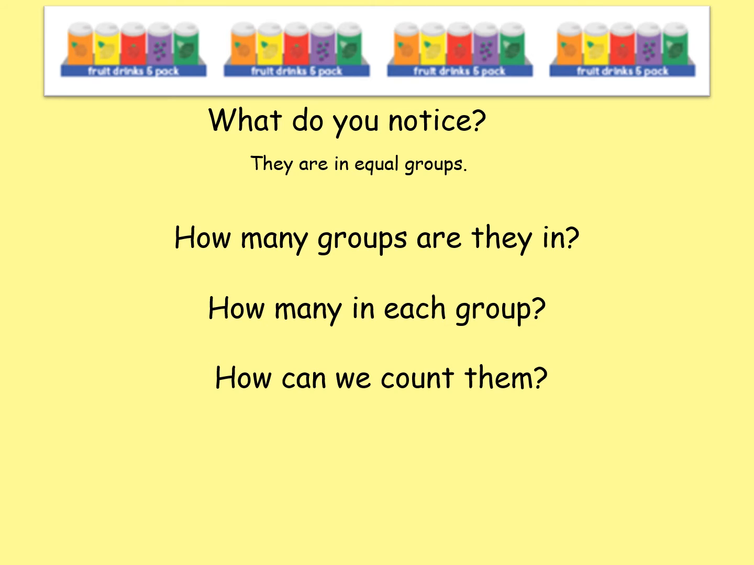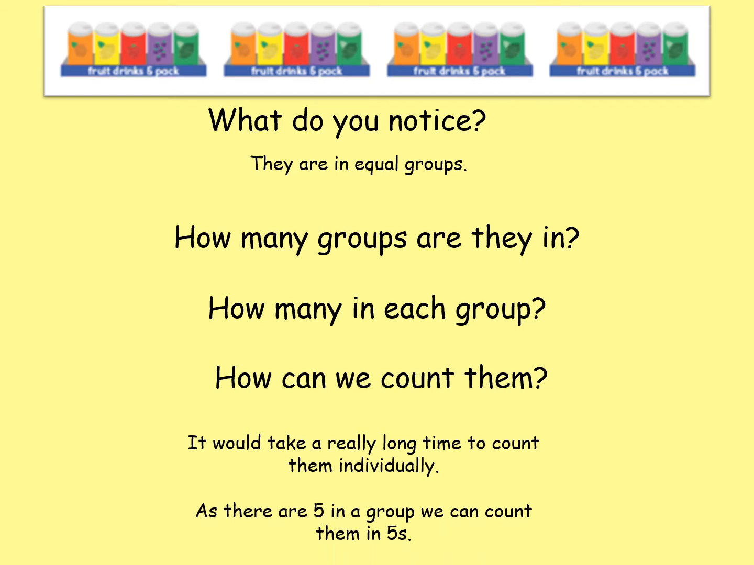How many drinks can I have all together? I know I've got 4 groups, and there's 5 in each. But what does that mean? What am I going to do? What can I do to find that out? Now, it would take a really long time to go 1, 2, 3, 4, 5. We can do something better than that, can't we?